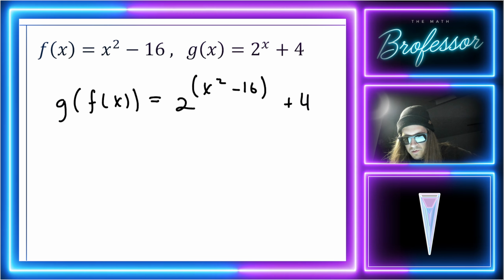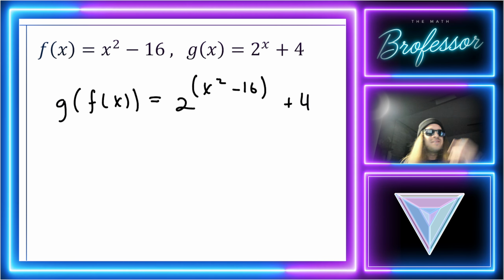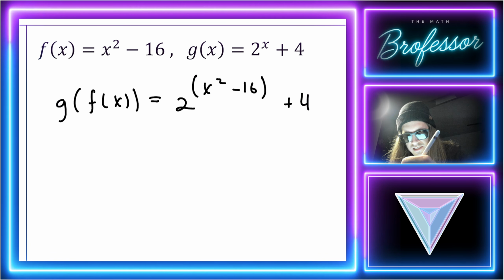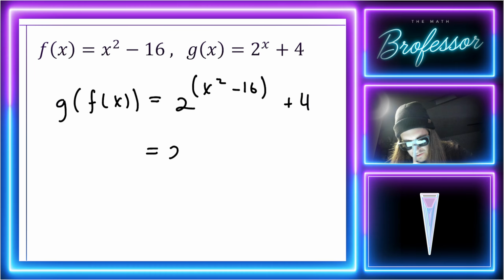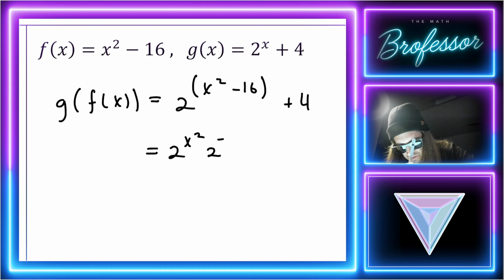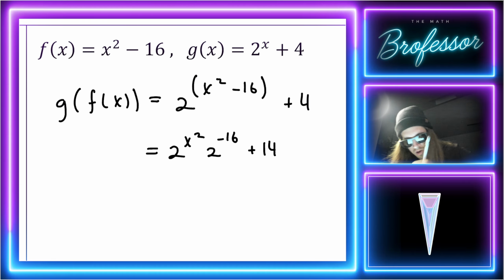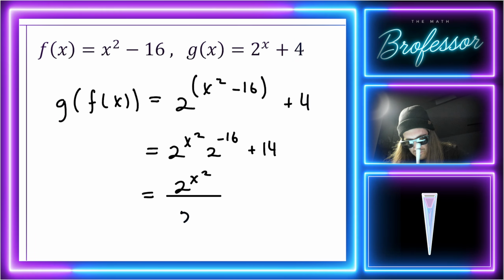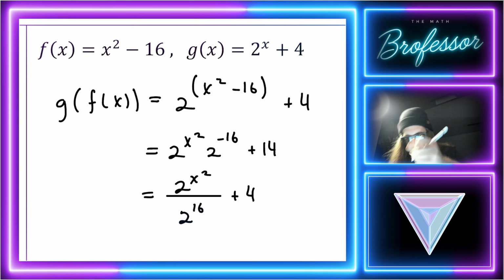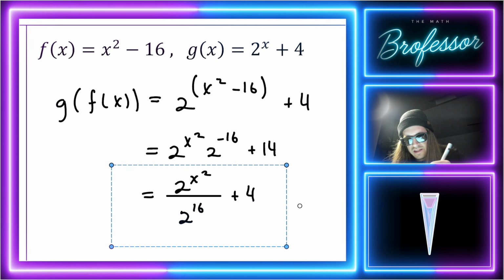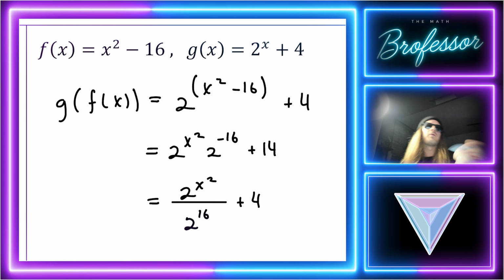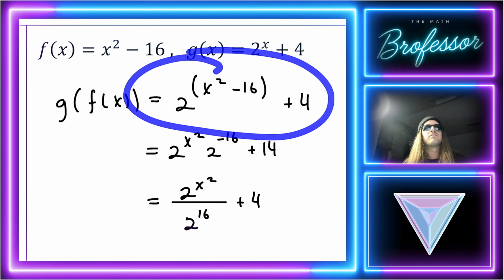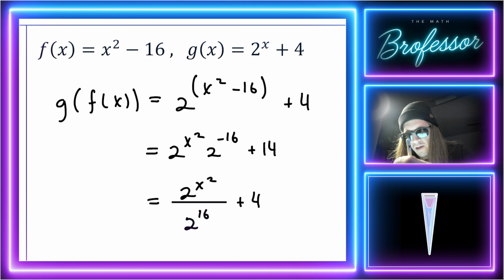Yeah. Do we want to... I mean... You could rearrange this a little bit if you want. This is the same thing as 2 to the x squared times 2 to the negative 16 plus 4, which is the same as 2 to the x squared over 2 to the positive 16 plus 4. But I mean, it doesn't really do anything. You're messing around with properties of exponents there. Honestly, that right there is probably fine. Literally just plugging it in and stopping. I'm going to highlight that one.